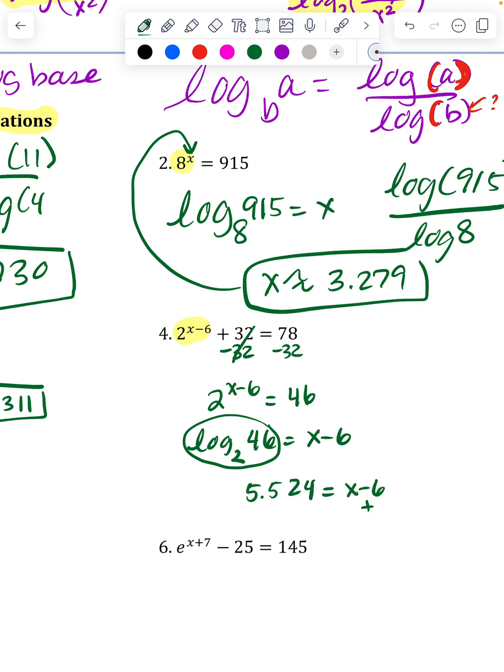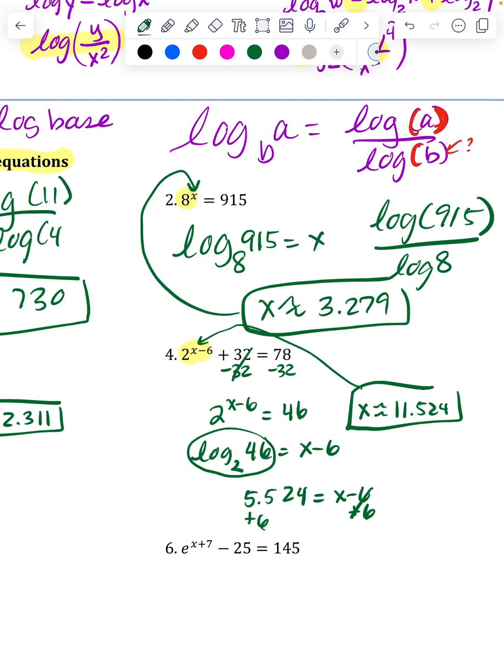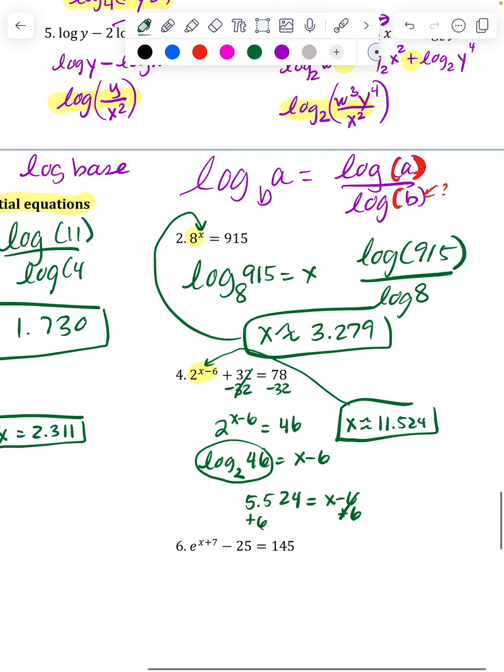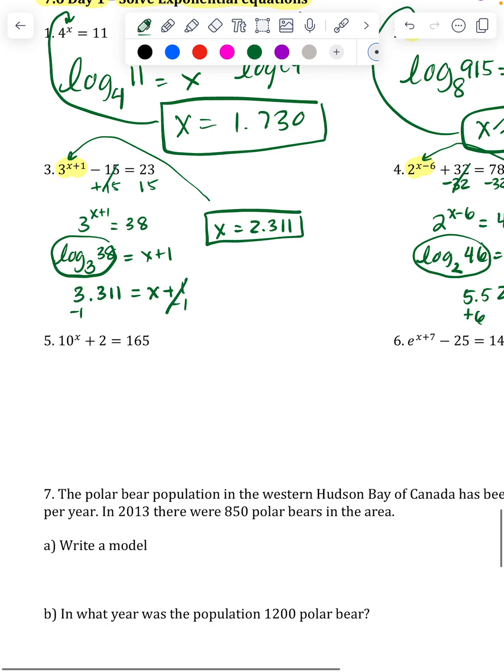So then to get the x alone, I'm going to add that 6. So I'm coming up with an answer of about 11.524, which I can go in there and try if I want to. So it's just a matter of getting used to the fact that if I have x in the power and I can't find it on my power chart, I'm going to use logs to help.